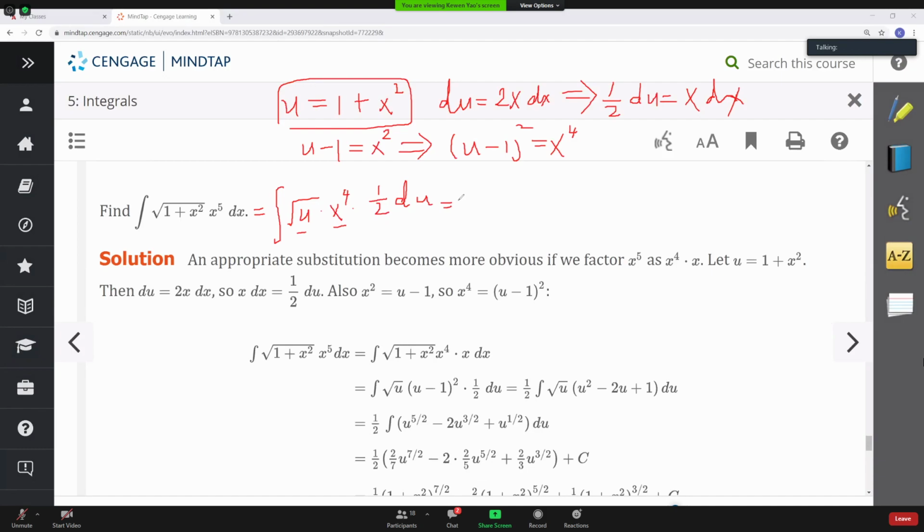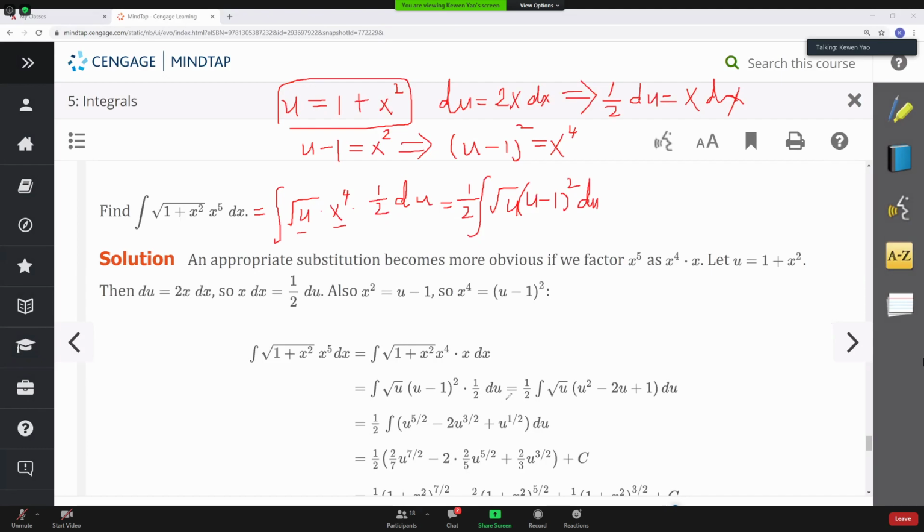Right? 1/2 put outside. Now this is equal to square root of u. The x to the fourth actually is u minus 1 squared, right? U minus 1 squared, du. So no x left. Everything has been written in terms of u. So we have 1/2 times the antiderivative, or indefinite integral, of square root of u times u minus 1 squared du. Now that's easy. You expand and distribute, and you will have the final answer.